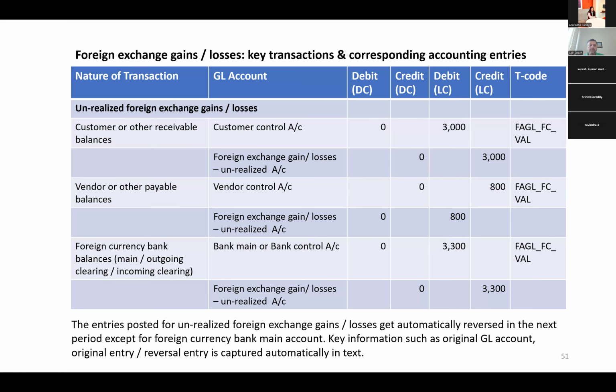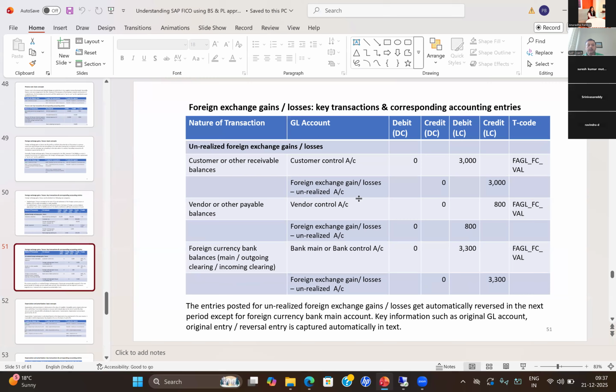So this is all about some concepts, some accounting entries. Okay, anybody, any doubt till here? So are the concepts, everybody understood the concepts? Difference between realized, unrealized. Yes, sir. Yes, please go ahead. Yes, sir. We understand. Okay, that's very nice to hear that.